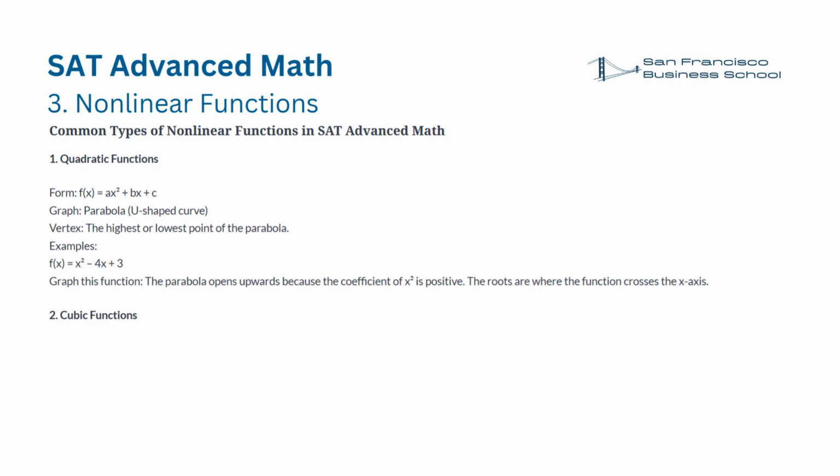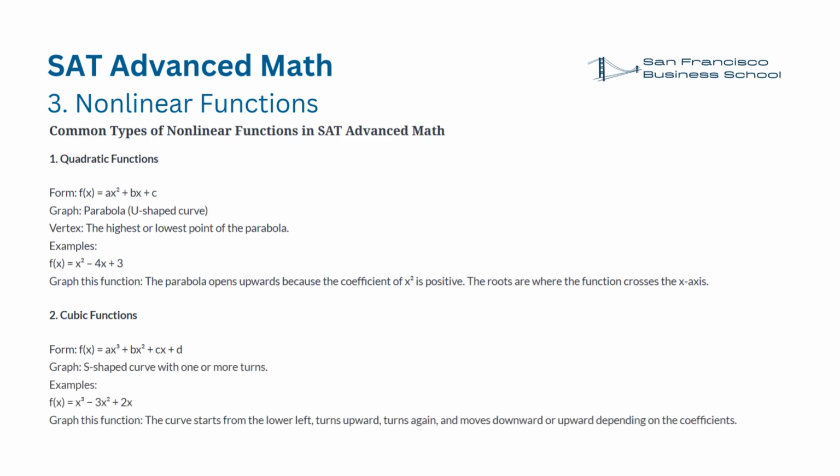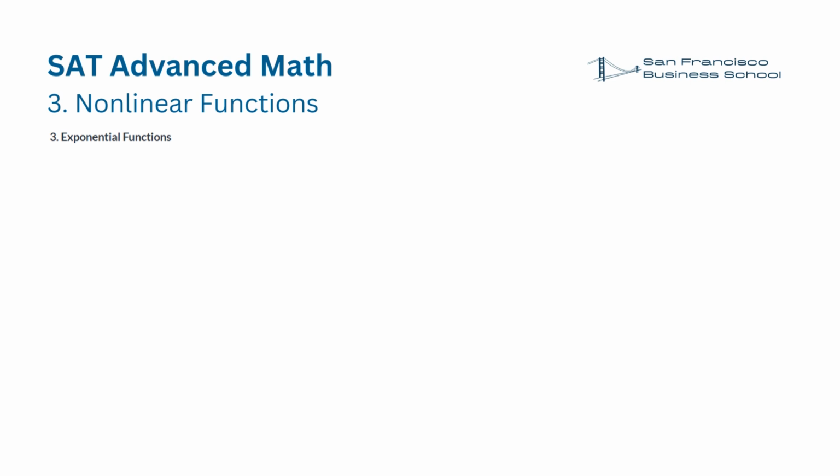2. Cubic functions. Form: f(x) equals a times x cubed plus b times x squared plus cx plus d. Graph: S-shaped curve with one or more turns. Example: f(x) equals x cubed minus 3x squared plus 2x. Graph this function. The curve starts from the lower left, turns upward, turns again, and moves downward or upward depending on the coefficients.